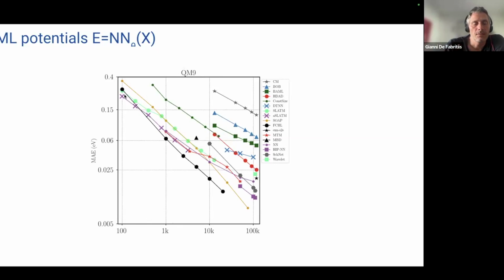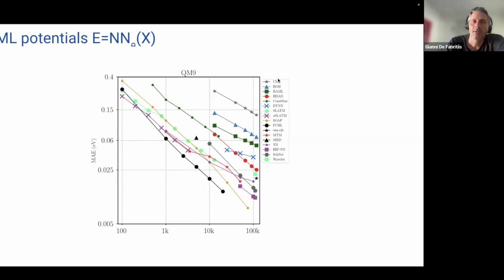And it's a property of statistical inference that you get this kind of log-log plot: the more data you have, the lower the error, and this is linear in a log-log plot. The slope of the line and the position of the curve depend on the method.